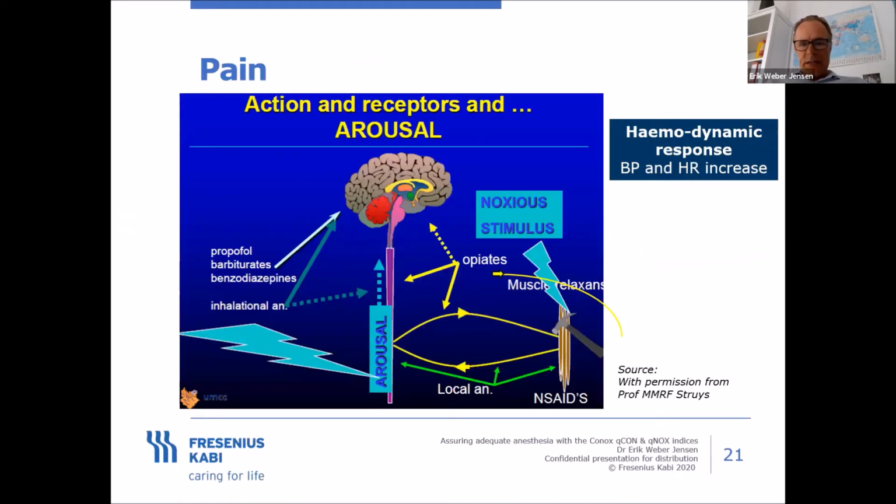So on this slide here, the physiology of the signal transmission is shown, where a painful stimulus will potentially give an arousal in the EEG as long as the patient is not covered with opioids or some other analgesia.